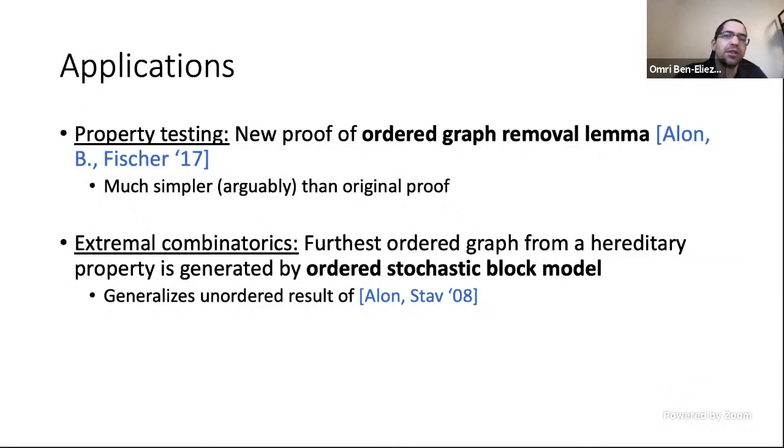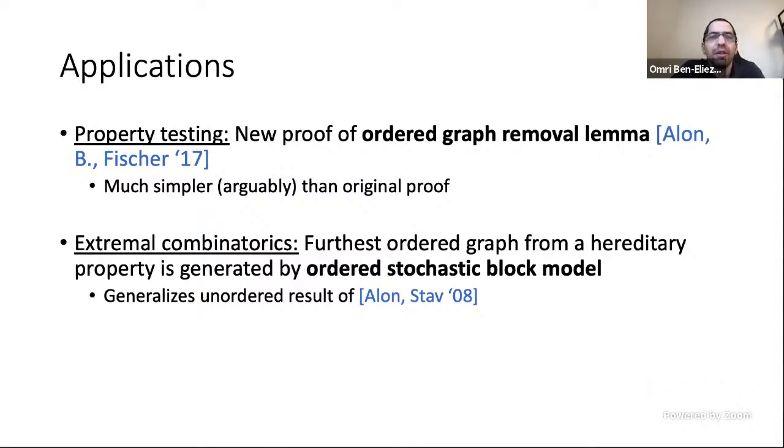We give 2 applications to demonstrate the usefulness of our limit object. One is a new proof of the ordered graph removal lemma. The proof is much simpler than the known combinatorial proof that we previously had, and it exemplifies why the analytic perspective is sometimes the most natural one and the easiest one to use.